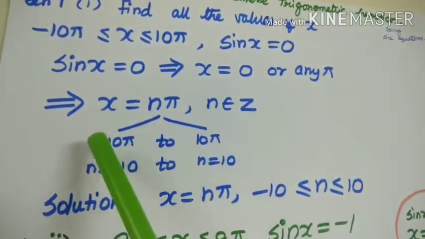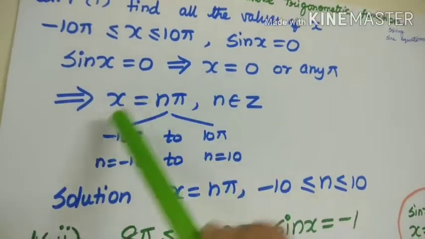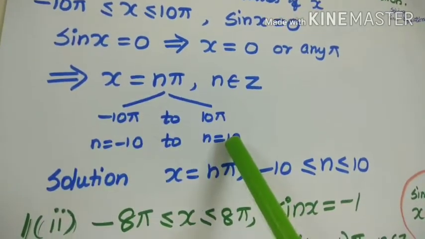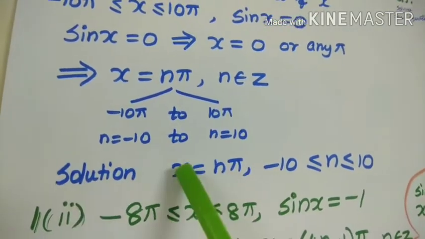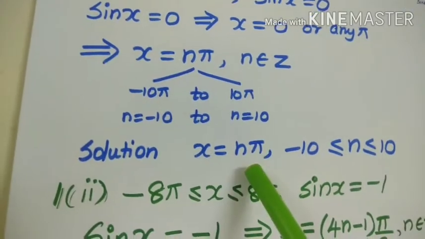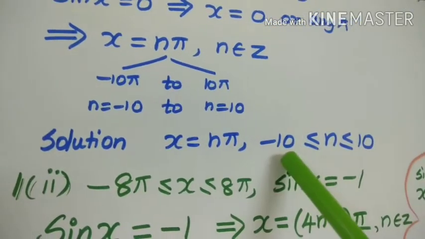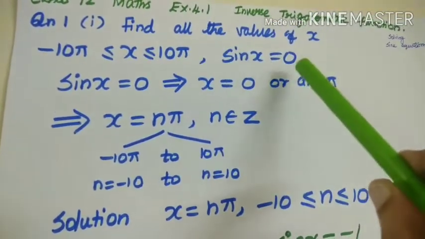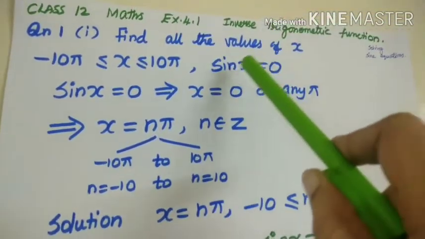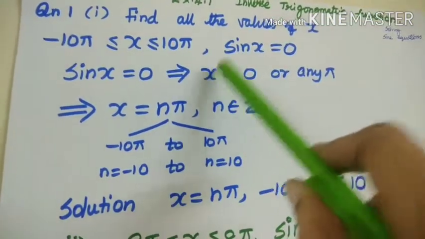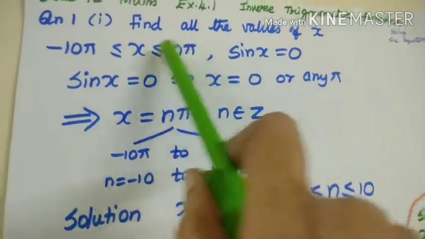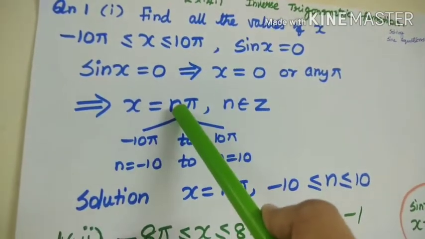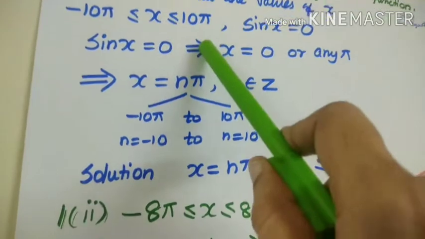But I want it from minus 10 pi to plus 10 pi, means compare. n is equal to minus 10, n is equal to 10. So the solution is x is equal to n pi, where n is between minus 10 to plus 10. A simple problem where sin x equal to 0 comes. Remember, whenever sin x is 0, x is n pi. But they have given a restriction from minus 10 pi to plus 10 pi, means that the n value will be from minus 10 to plus 10.